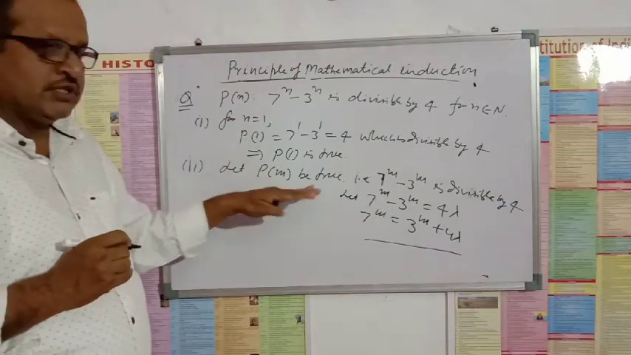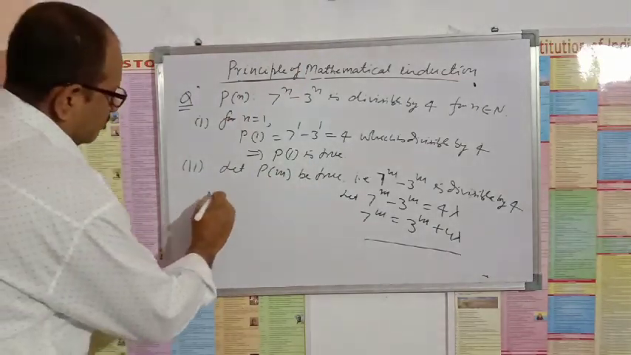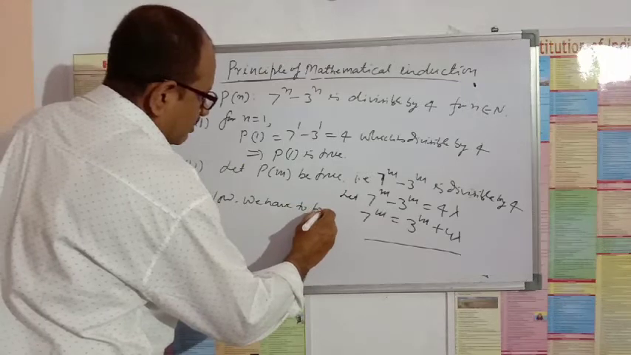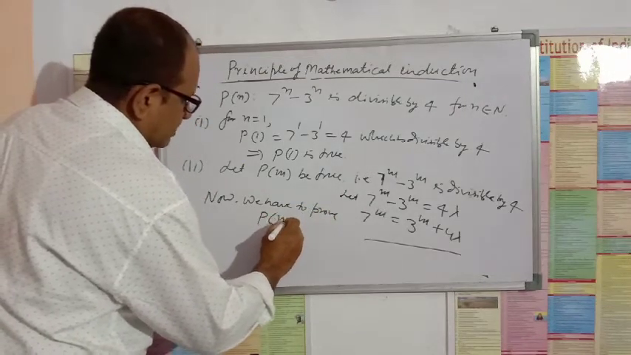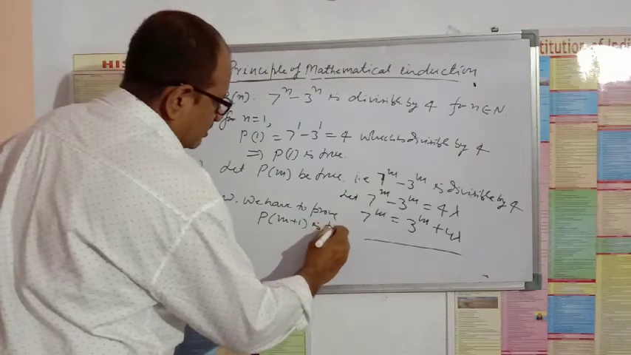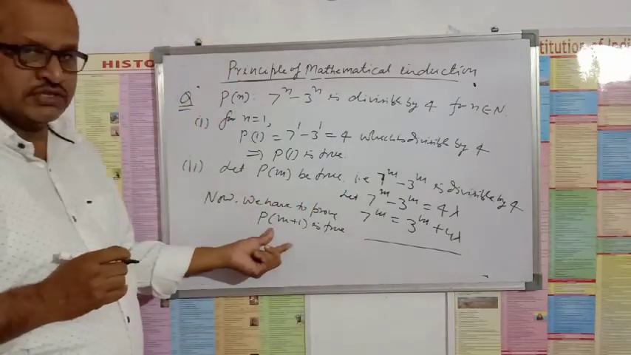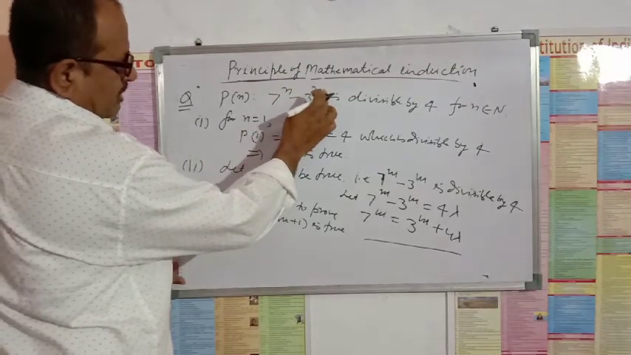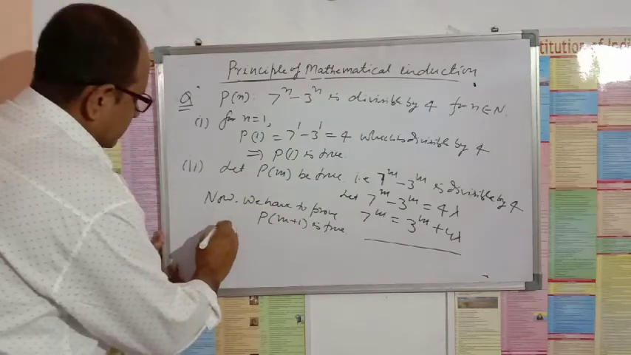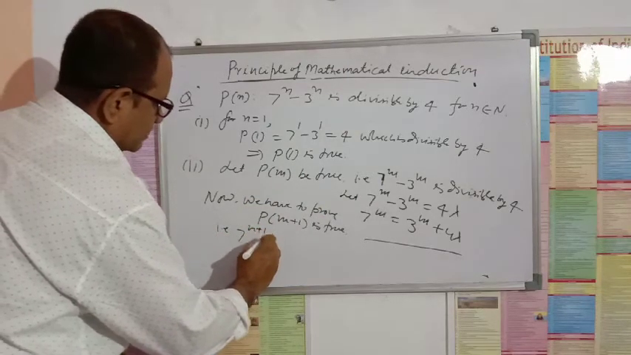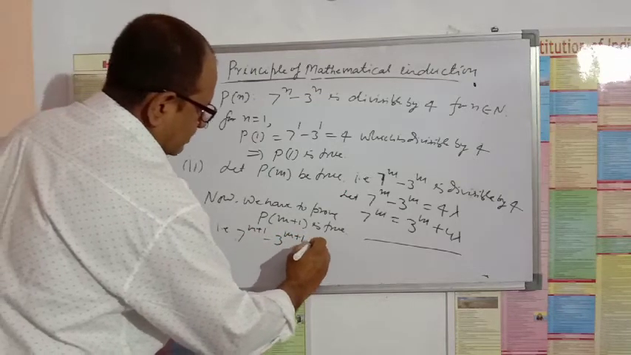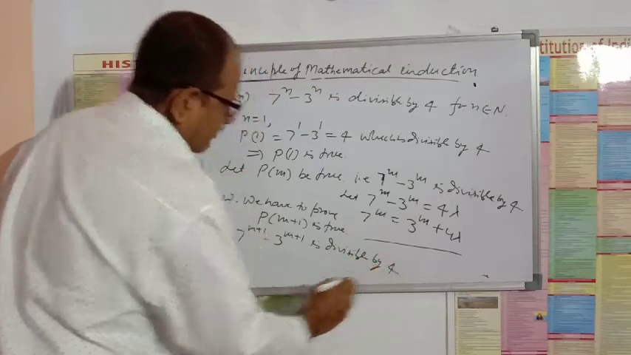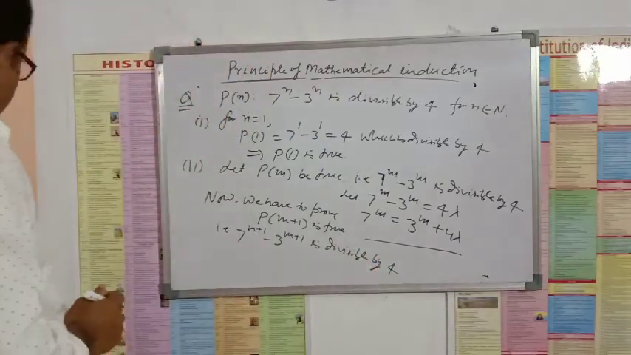So we have supposed here Pm is true. Now we have to prove that Pm plus 1 is true. Pm plus 1 is true means 7 to the power m plus 1 minus 3 to the power m plus 1 is divisible by 4. We have to check it. So see, it is divisible or not.